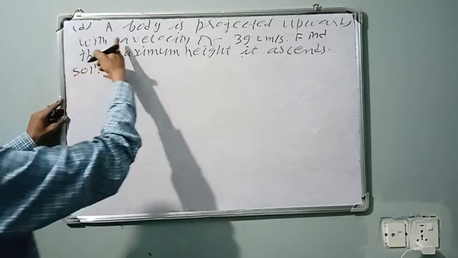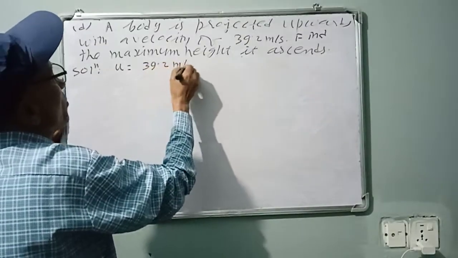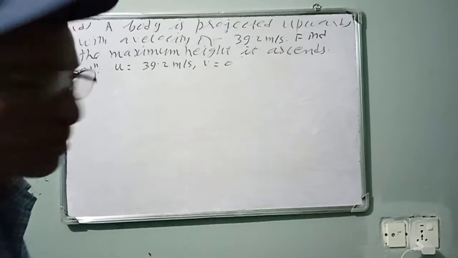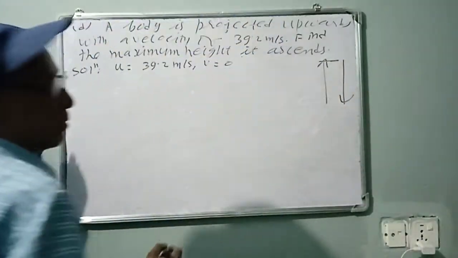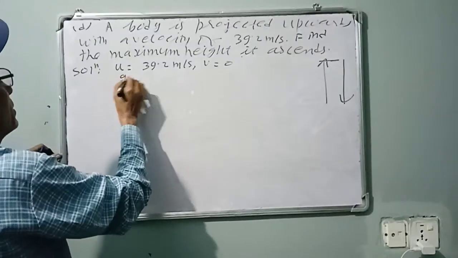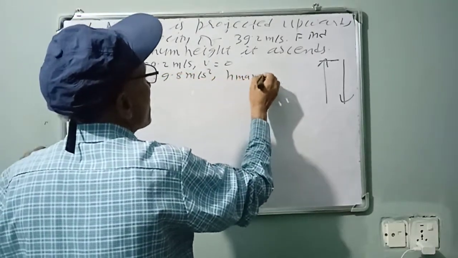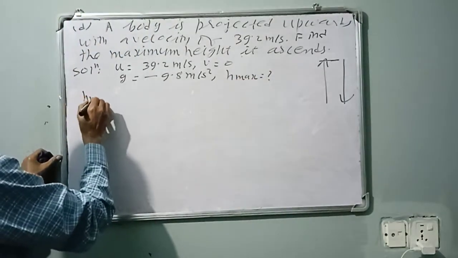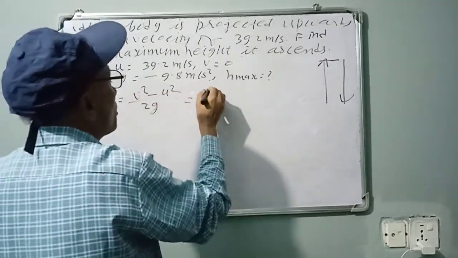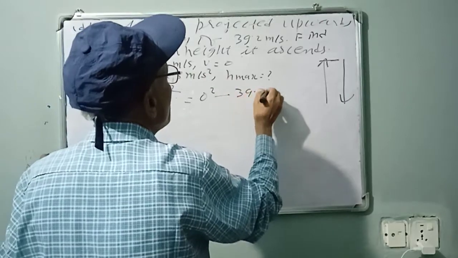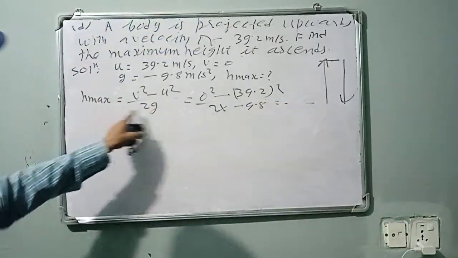Solution or hint. In the case of upward motion, initial velocity is 39.2 meter per second. v equals 0. Why? At the maximum height, a body goes up and it again comes down due to the gravitational force. Here g equals minus 9.8 meter per second square. s max, maximum height, equals what? We don't know the maximum height. Formula: v square minus u square by twice g. v is 0 minus u, 39.2 whole square, upon 2 into g, minus 9.8. You can easily find the maximum height.